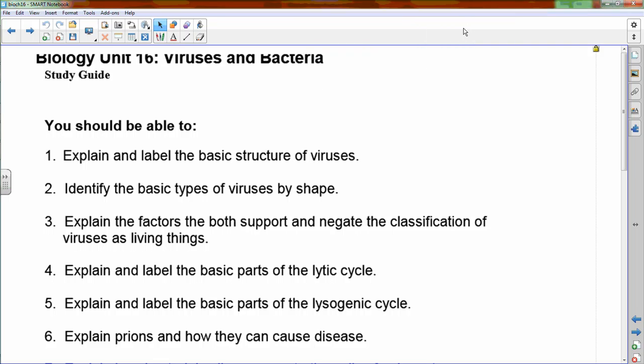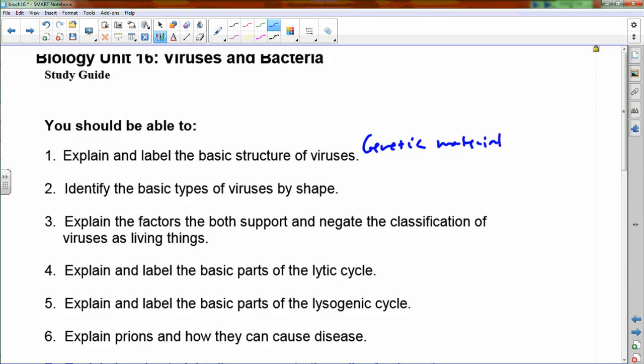Number 1 says, you should be able to explain and label the basic structure of viruses. Capsid. Can you draw one? Some have envelopes. There's genetic material, either DNA or RNA, depending on what type of virus it is. And then there's the capsid. Some viruses will have envelopes.